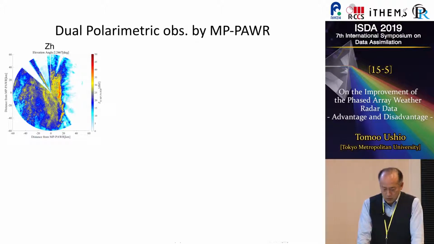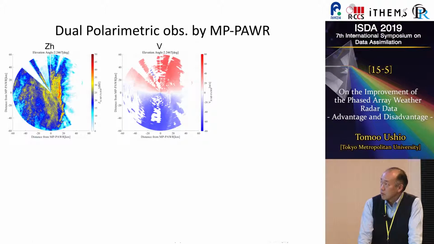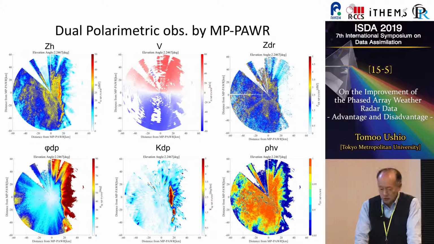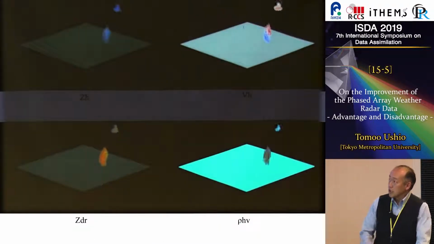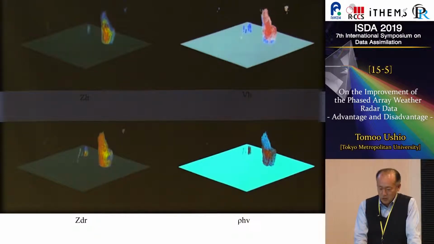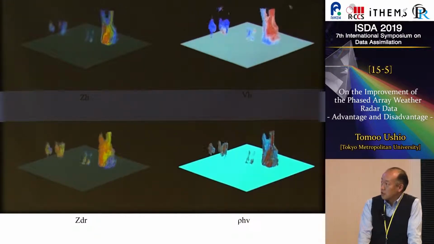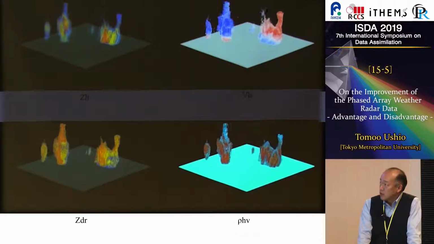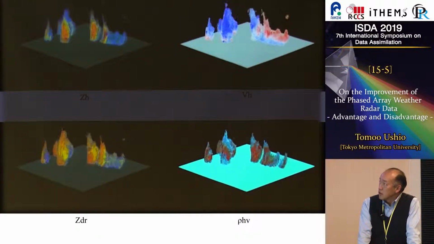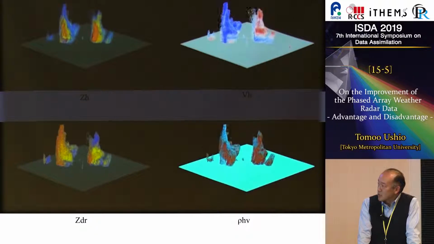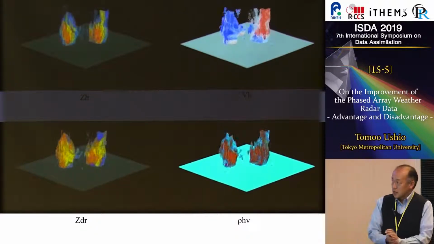In such a way, for example, this is a horizontal distribution of radar reflectivity, Doppler velocity, ZDR, phi DP, KDP, and rho HV. These three-dimensional images are updated in just 30 seconds. This is a demonstration animation of real observed data for horizontal reflectivity, horizontal Doppler velocity, ZDR, and rho HV. This is very impressive.